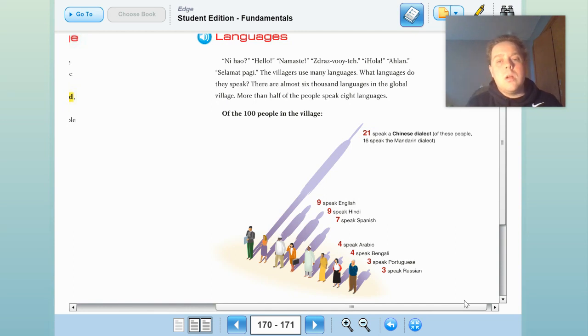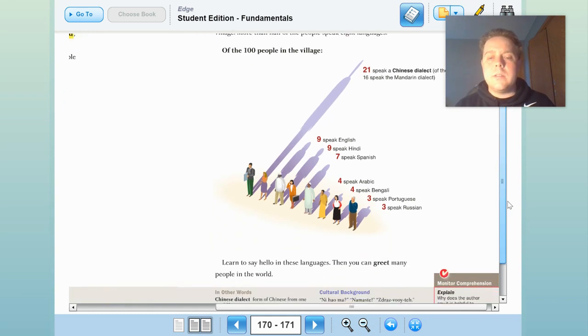Languages. Ni hao, hello. Namaste. Javute, hello. Selamat pagi. These villagers use many languages. What languages do they speak? There are almost 6,000 languages in the global village. More than half of the people speak 8 languages. 21 speak Chinese, 9 speak English, 9 speak Hindi, 7 speak Spanish, 4 Arabic, 4 Bengali, 3 Portuguese, and 3 Russian. Learn how to say hello in these languages. You can greet many people in the world.